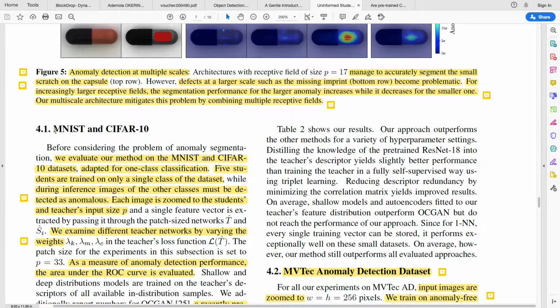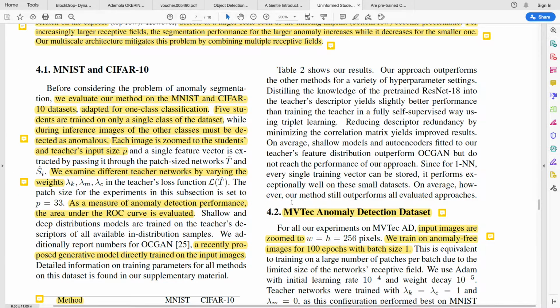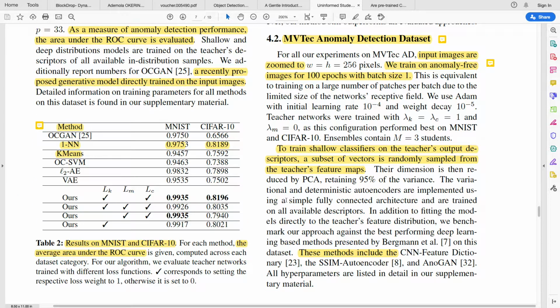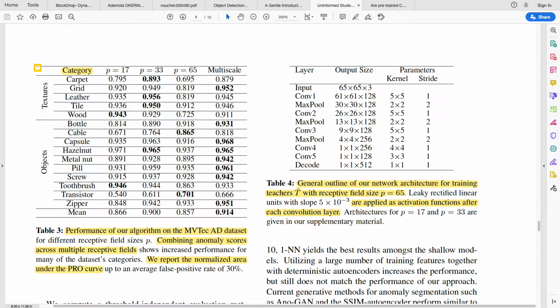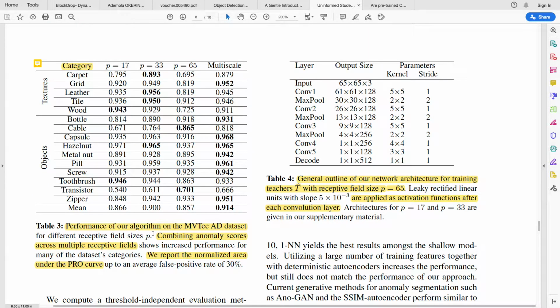They performed experiments on the MNIST and CIFAR-10 dataset too, and they discovered that theirs gives better results. We'll come back in detail to look at that. So this is the performance for the algorithm on the MVTec AD dataset. This is another one. This is another dataset. You have the MVTec AD dataset.